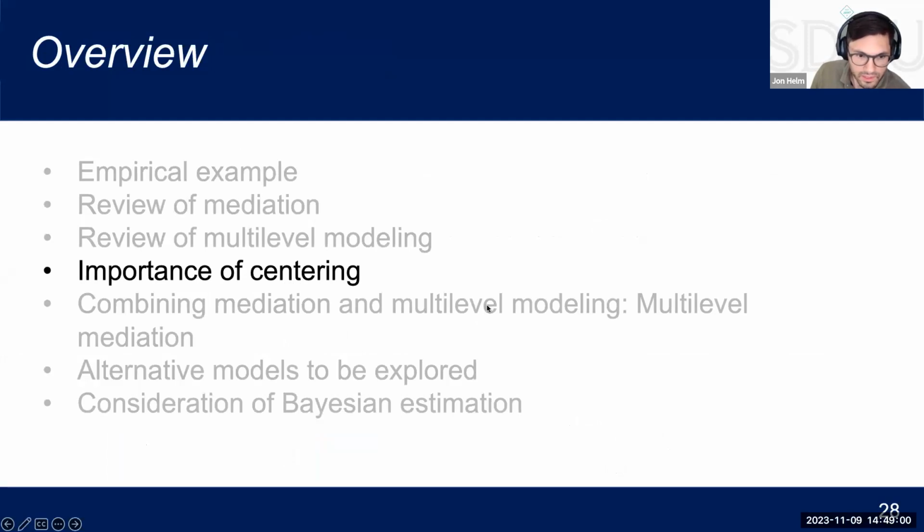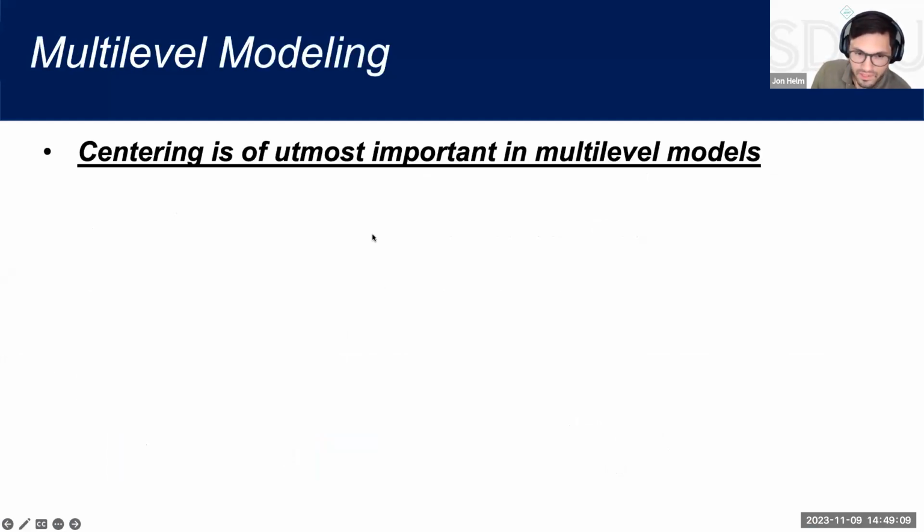And just to give a great lead in, I've lied to you entirely about multi-level modeling because we need to talk about centering. This is super important. Centering is of the utmost importance in multi-level models, and we haven't even talked about it. And I already analyzed the data with multi-level models and interpreted results. So it was not good of me, but I wanted to at least have something about multi-level models in your mind before we started talking about centering.